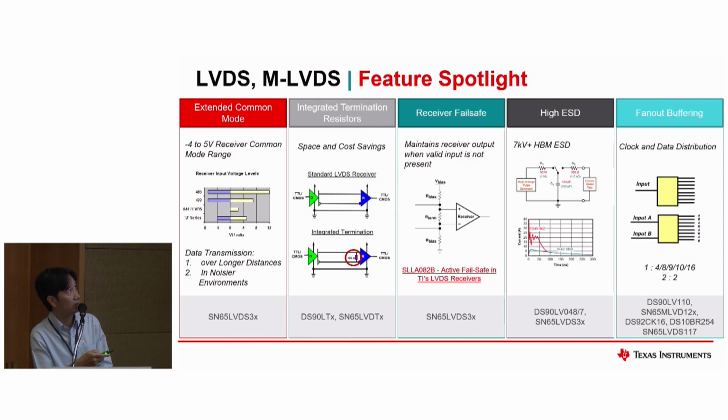And TI LVDS devices also have a high ESD spec, and you can use our LVDS devices for fan-out buffering purposes. In clock and data distribution, we have devices from 1 to 4 up to 1 to 16 outputs.